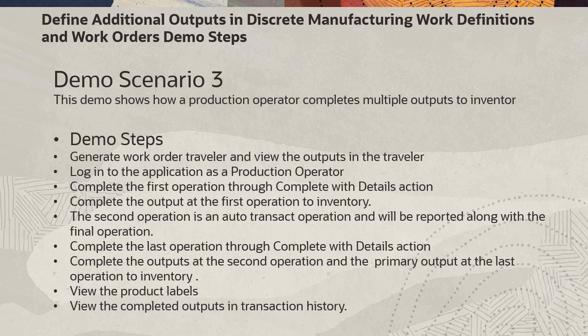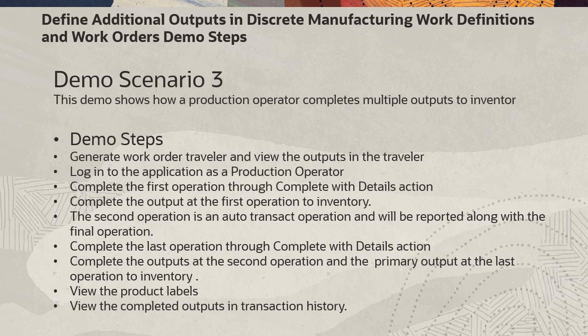In this demo we will show how to perform operation transactions for a work order with multiple outputs, and complete the outputs to inventory. Generate Work Order Traveler and view the outputs in the Traveler. Complete the first operation through Complete with Details action, and complete the output at the first operation inventory. View the product labels. The second operation is an auto-transact operation, and will be reported along with the final operation.